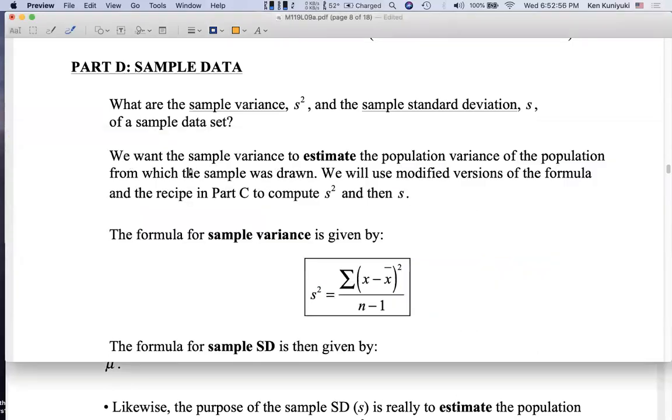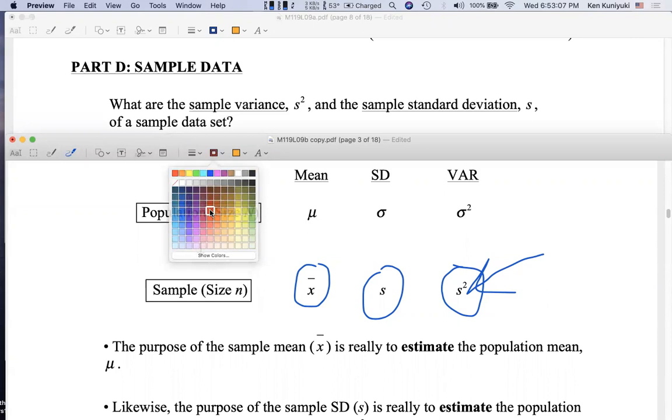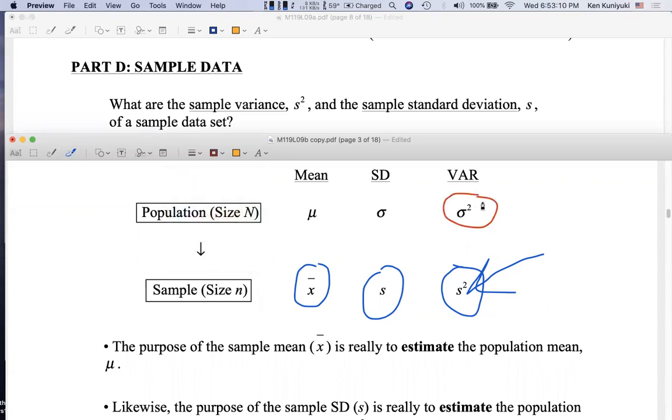Now, we want the sample variance to estimate the population variance of the population from which the sample was drawn. So ultimately, we might care about the population variance up here. But we can't get that exactly because we don't have the full census. We don't have the full population data set. So instead, we may have to draw a sample and rely on the sample variance. But again, the purpose of the sample variance is to estimate the population variance. We don't care about s squared in and of itself. We may only care about it in the sense that it helps us estimate sigma squared, the population variance. The same for s and sigma.